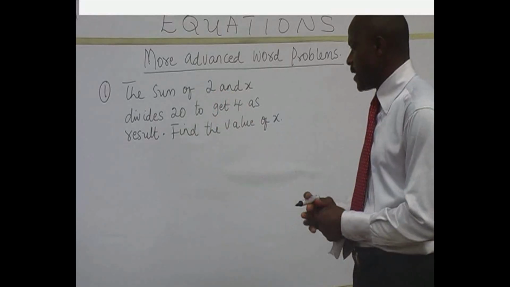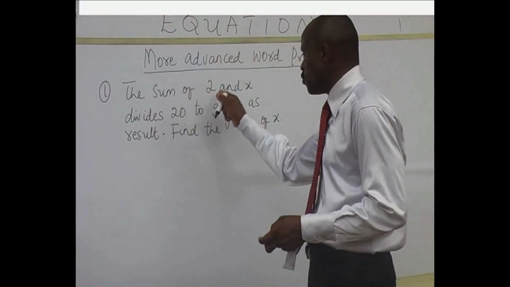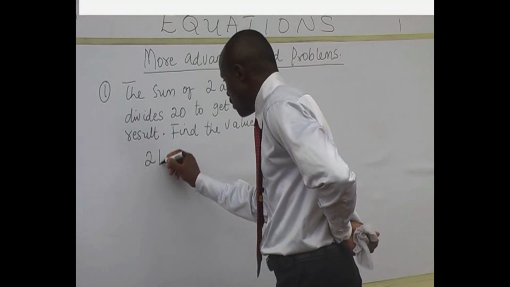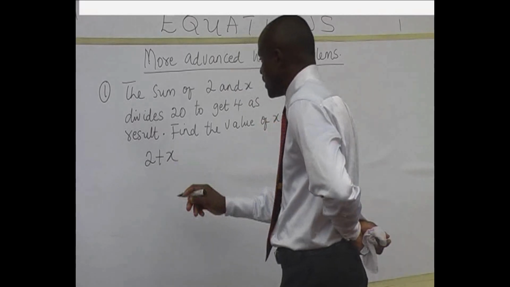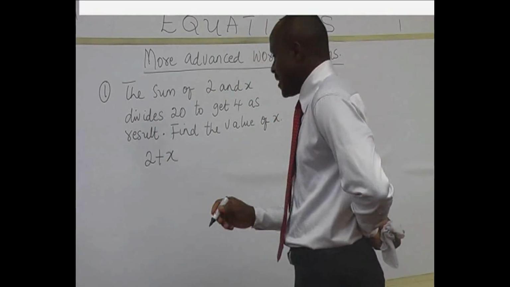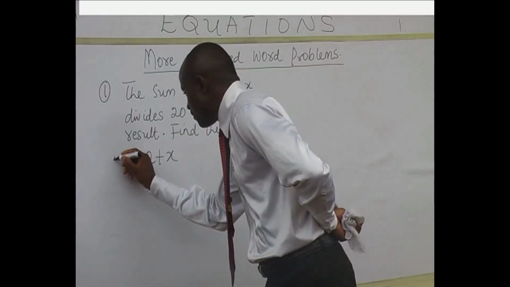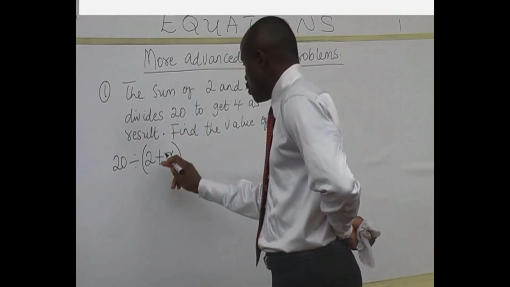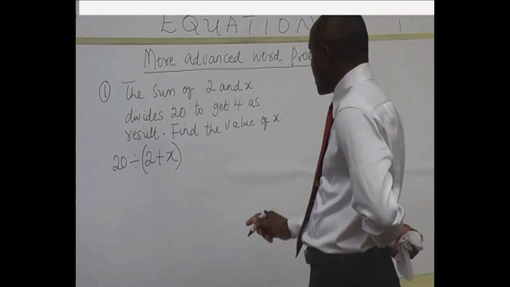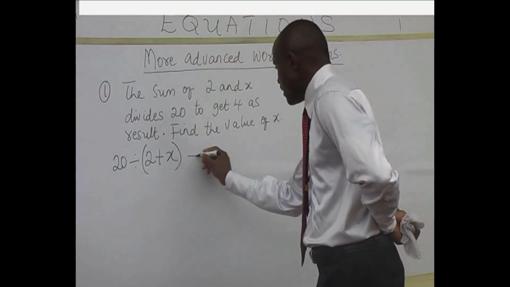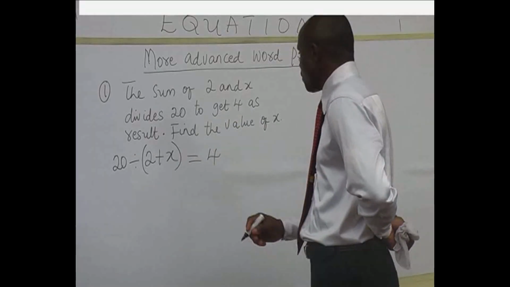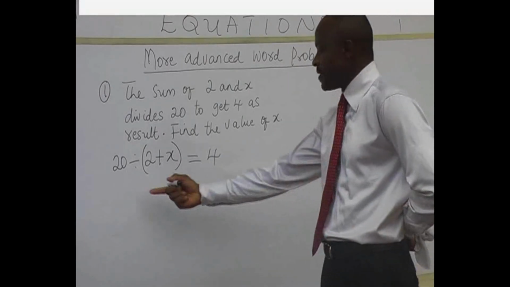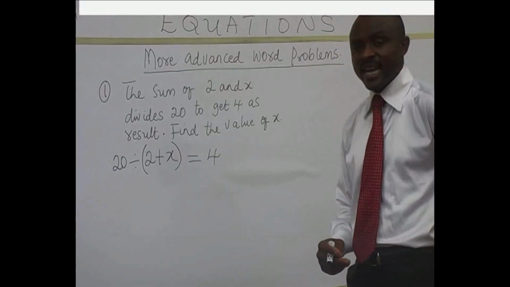If you look very closely, they said the sum of 2 and x. That means 2 plus x divides 20. That means we have 20 divided by 2 plus x to get 4. That means the result becomes 4. We are asked to find the value of x. We have set the mathematical statement.